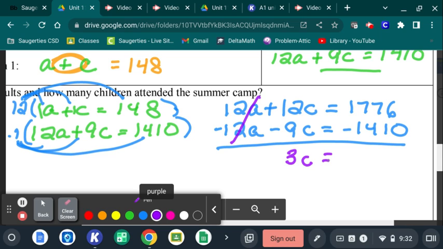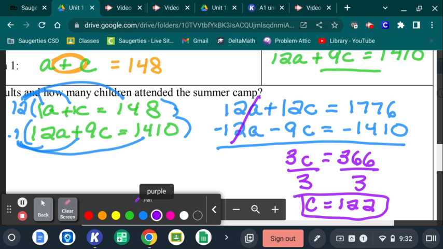Oops. Missed a digit. 366. To get C by itself, divide by 3. So C is 122. That means there are 122 kids.